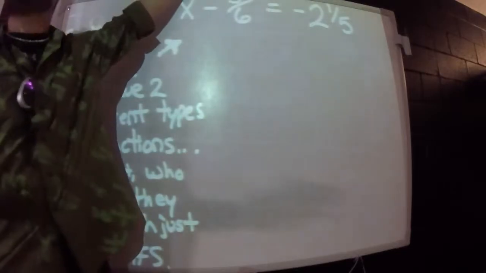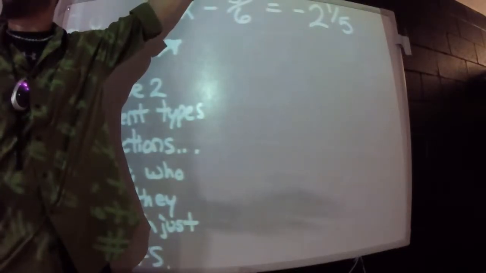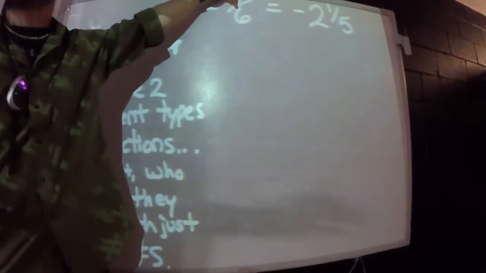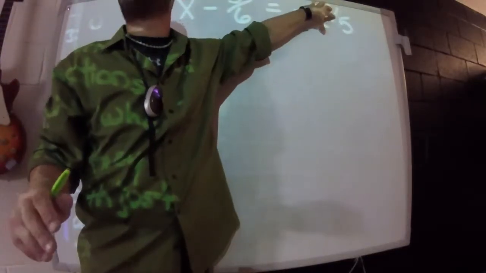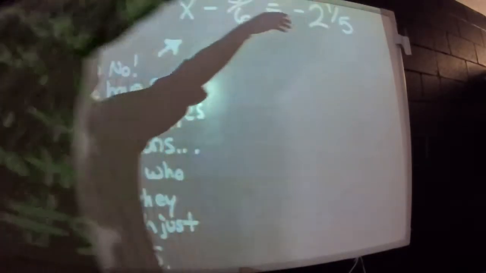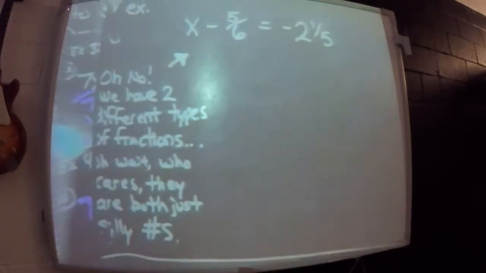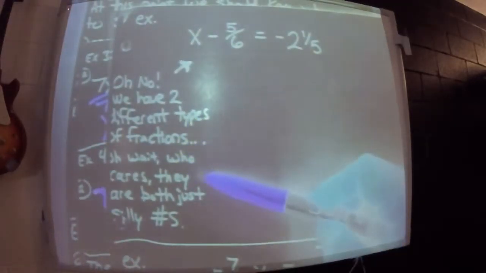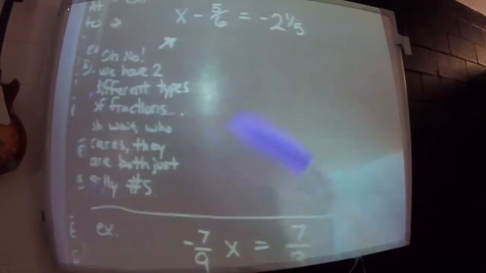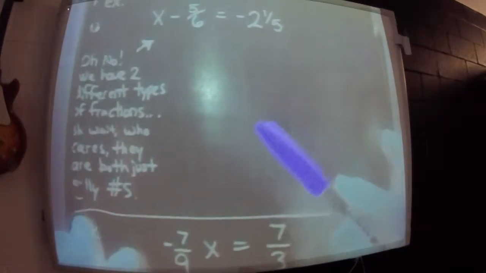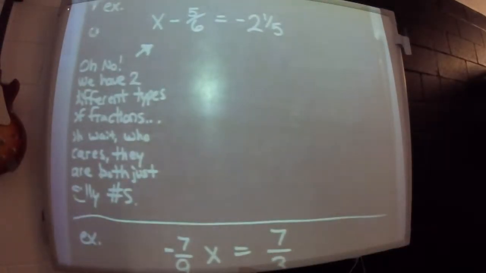The biggest issue is we've got two different types of fractions. That's just a regular fraction, and that's a mixed fraction. If you read down here, it says, oh no, we have two different types of fractions. And then it says, who cares? They're both just silly numbers. So don't worry about the fact that the fractions are different.